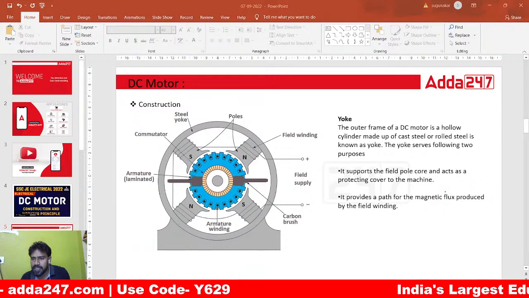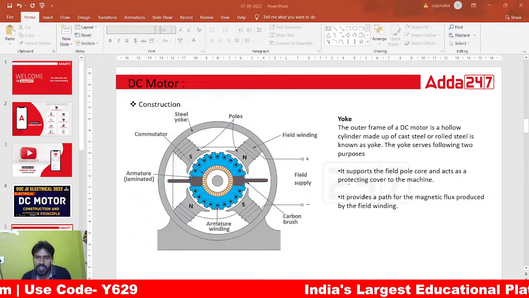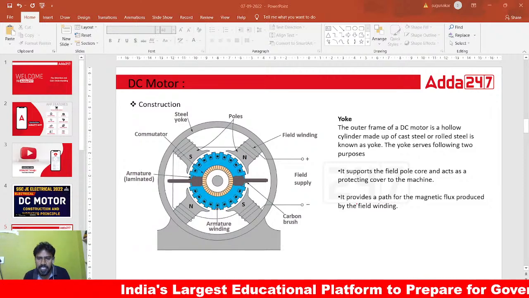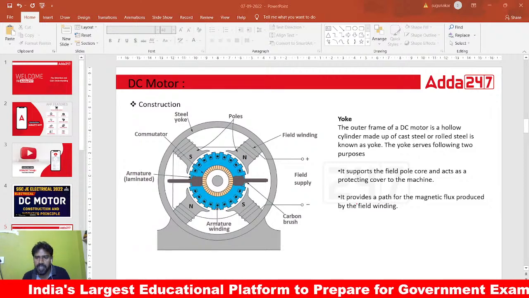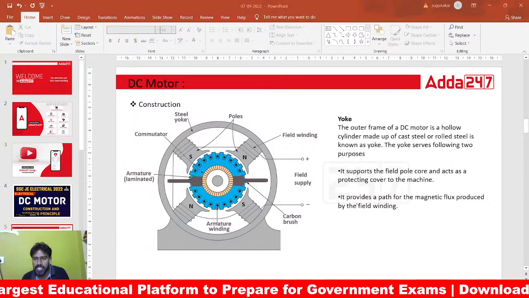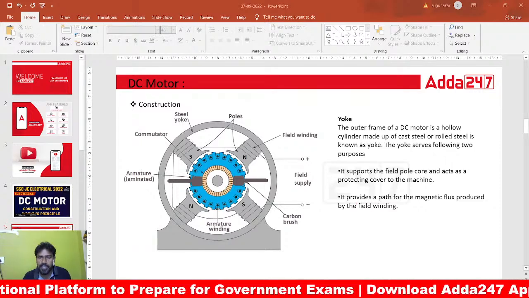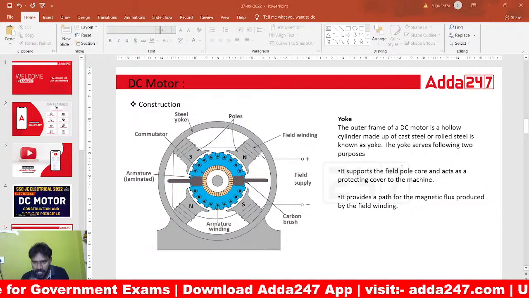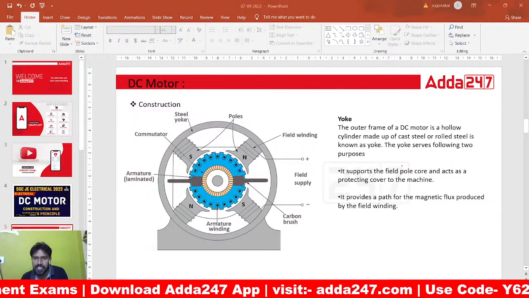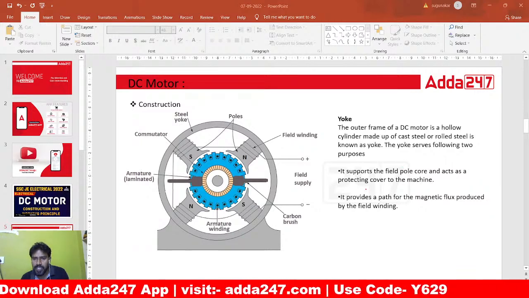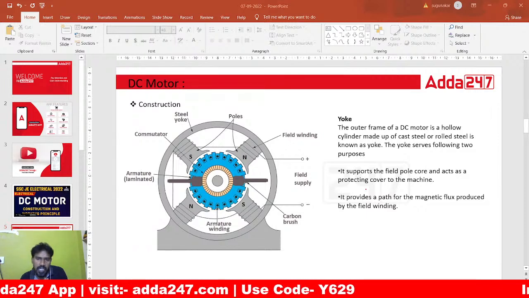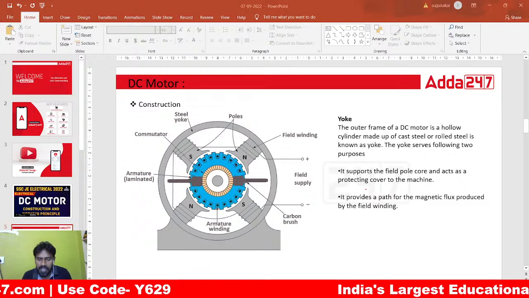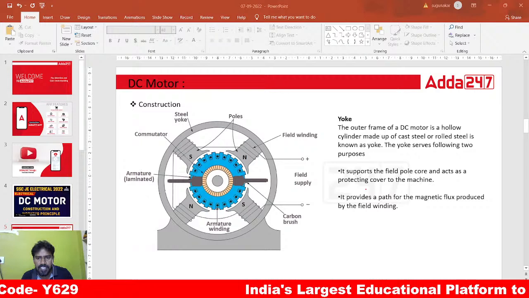It provides the path for the magnetic flux produced from the field winding. Whatever supply we provide to the field winding produces a magnetic flux, and that flux is allowed in a low reluctance path. So these are the two purposes of the yoke. One is to protect the entire machine. Another one is to pass the magnetic flux in a low reluctance path. These are the two main purposes of the yoke of the DC motor.